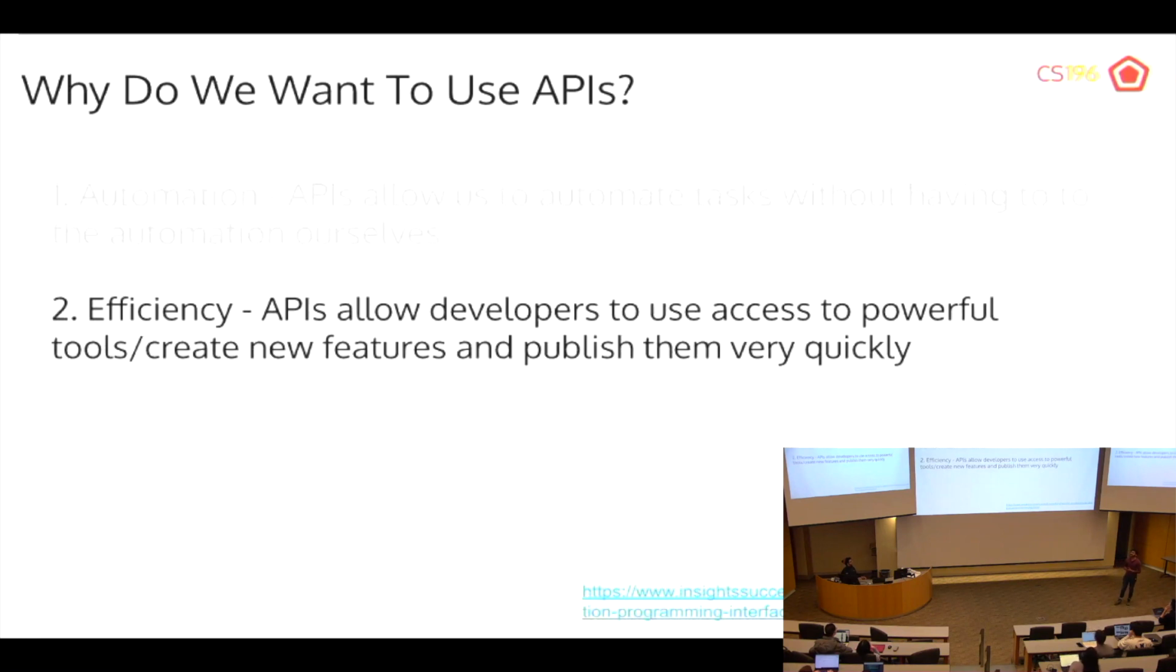Secondly, efficiency. APIs allow developers to access powerful tools and create new features and publish them very, very quickly. So normally, if you want to add a search bar or something, creating a search engine on its own is very difficult. Ask Google. And then having to implement that into your app is also very difficult. So by using APIs, we can be more efficient with our time.